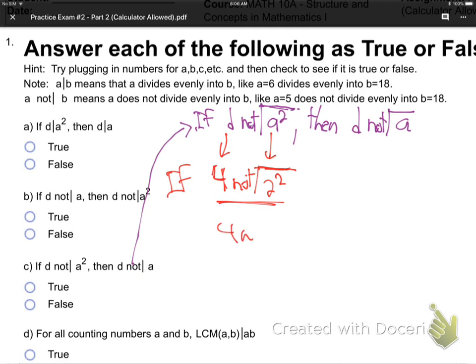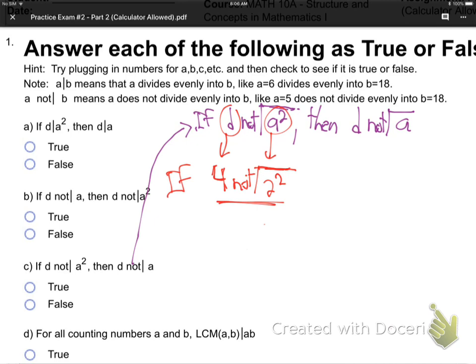4 does not go into 2 squared? 4, yes, it does. So that didn't make the if work. They said pick a D that does not go into A squared. 4 does go into 2 squared, 4. So that isn't a good example. You've got to meet their if.